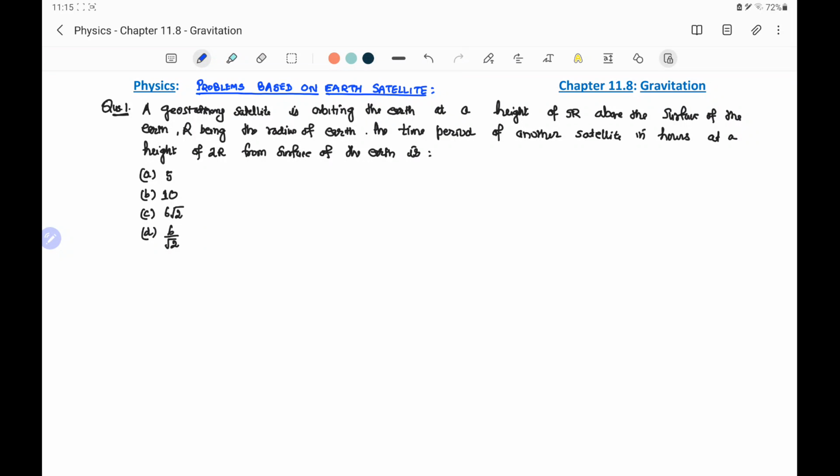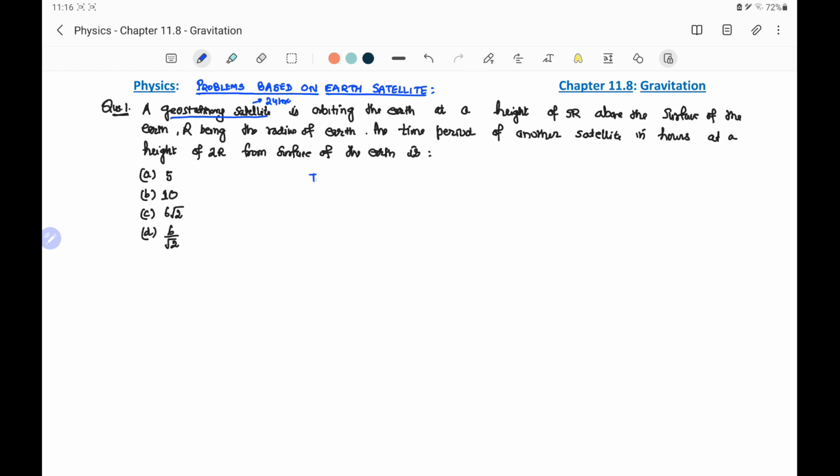First question is, a geostationary satellite is orbiting the Earth at a height of 5r above the surface of the Earth, where r is the radius of the Earth. Geostationary satellites are the satellites which are stationary with respect to Earth. That means these have the time period 24 hours, as Earth revolves around its axis in 24 hours.